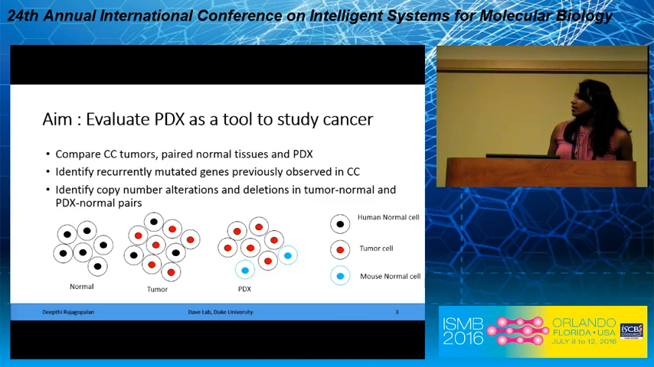So when we think about tumor samples in general, we tend to think about them as a homogeneous entity. But in reality, they can contain normal cells as well. So here, the red cells are the tumor cells, and you can see that there are some normal cells with them as well. Similarly, when we think about PDXs, along with the tumor cells, there might be some mouse normal cells.